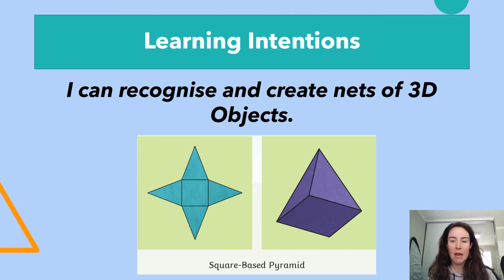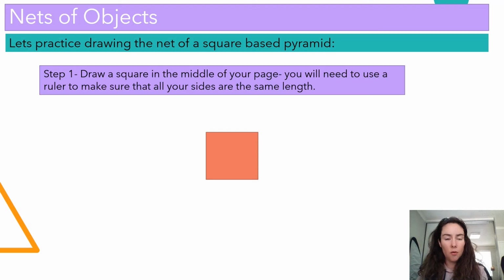This is Thursday's lesson. And we have the same learning intention as yesterday. I can recognize and create nets of 3D objects. All right, so we're going to draw the net of a square-based pyramid today, which is the net of the object you would have seen on the previous slide in our learning intention.